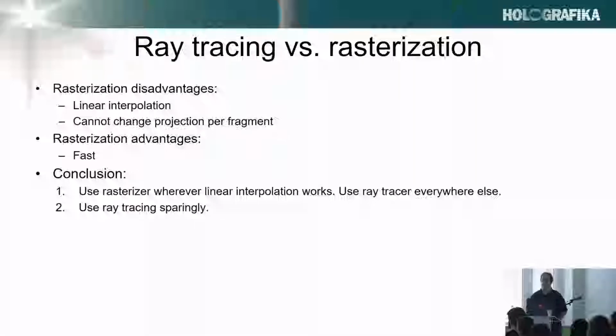We cannot change the projection per fragment. This is basically the same thing. So we cannot reproject a fragment when its pixel position is already decided, then there is nothing to do. So basically we want to use the rasterizer wherever linear interpolation is working for us, and we want to use the ray tracer everywhere else. Ray tracing is costly due to the traversal of the ray in the triangle soup, so we need to use it sparingly. We need to be sure that we need to trace additional rays and that it will improve our image.